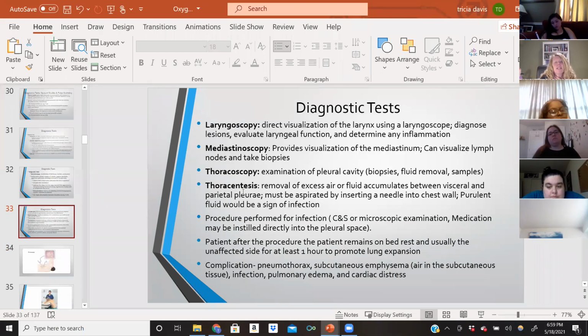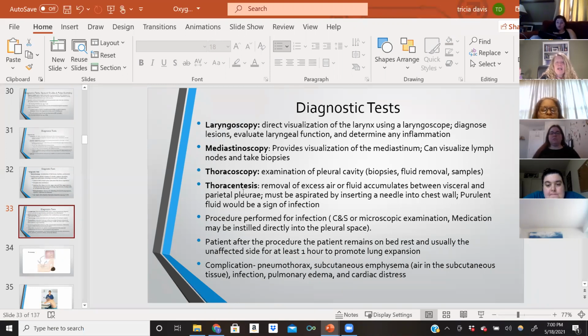So more diagnostic tests, we can do a laryngoscopy. So this is a direct visualization of the patient's larynx using a laryngoscope. We use this test to diagnose lesions. We can look at it to think if there's some kind of abnormality with the larynx, it will determine the function, and we can look to see if there's any inflammation in that area.